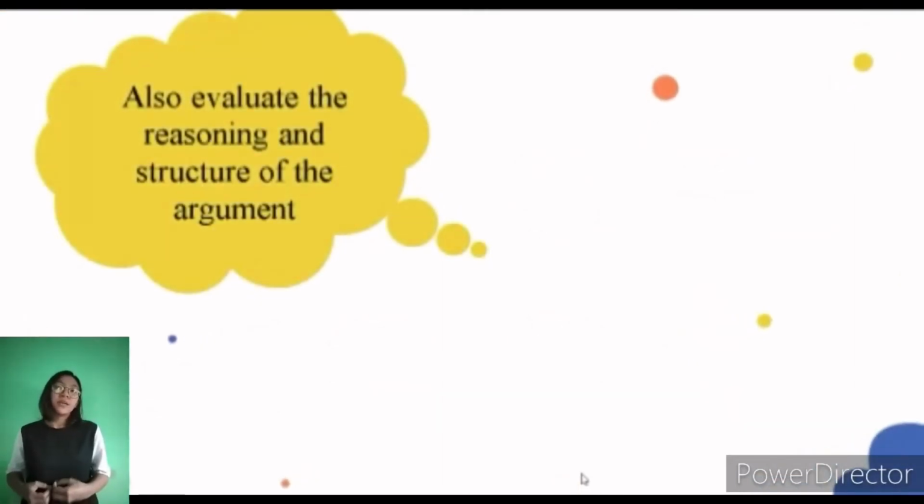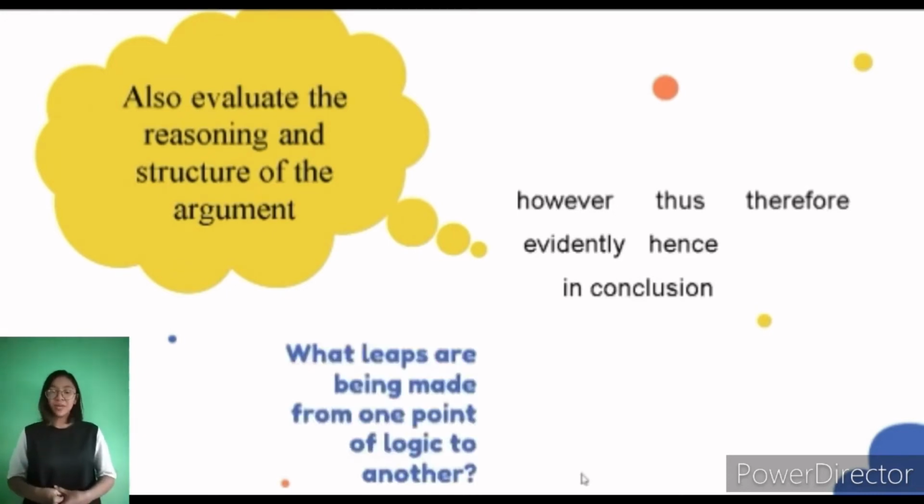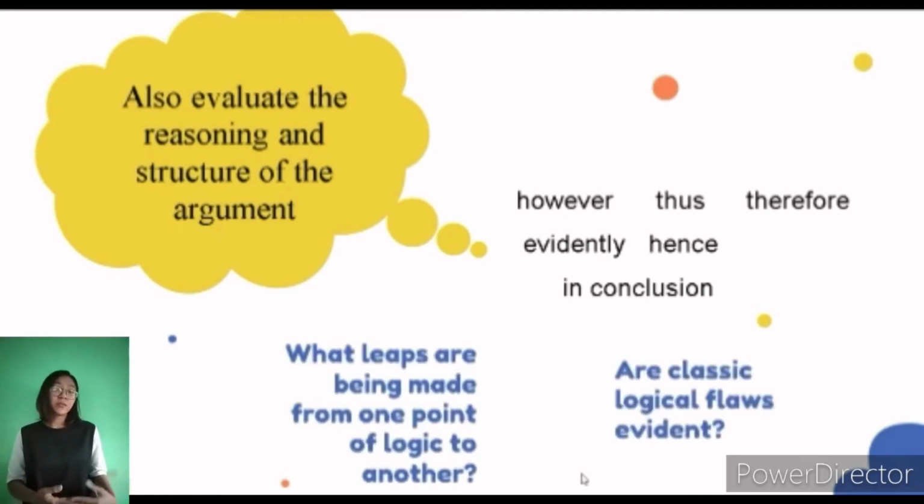Also, evaluate the reasoning and structure of the argument. Look for transition words and phrases that show the author's logical connections, such as however, thus, therefore, evidently, hence, and in conclusion. Then, evaluate the following. What leaps are being made from one point of logic to another, and are classic logical flaws evident? You will not need to address classic logical flaws by their Latin names, but you should be able to recognize and refute common logical errors.